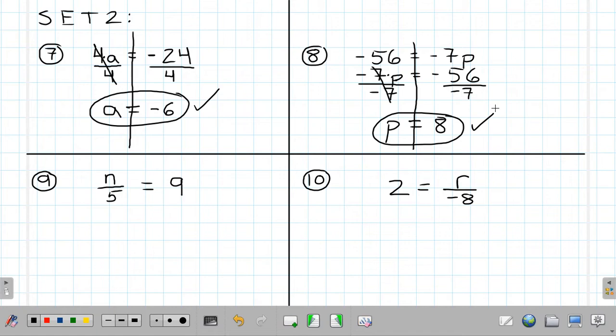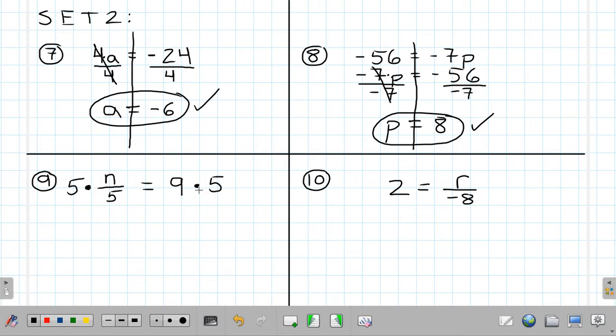Now, number 9, we start off with our first one with division, okay? But it works exactly the same. You find the variable. The variable's right here, n, and we're dividing it by 5. And that right there is equal to 9. So in this case, we have n divided by 5. Well, if we're dividing n by 5, what's the opposite of dividing by 5? Well, that's multiplying times 5.